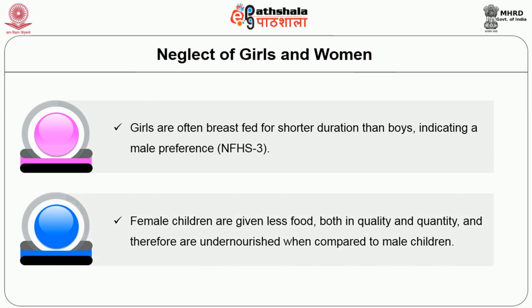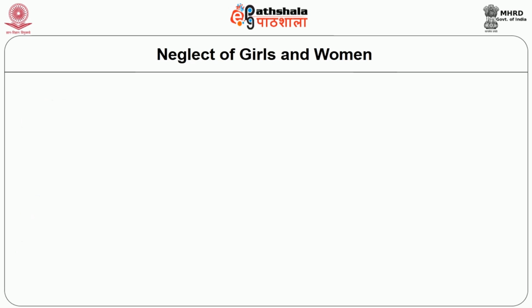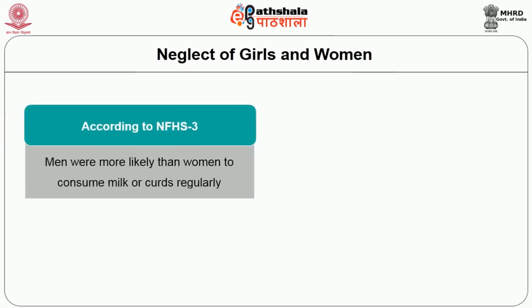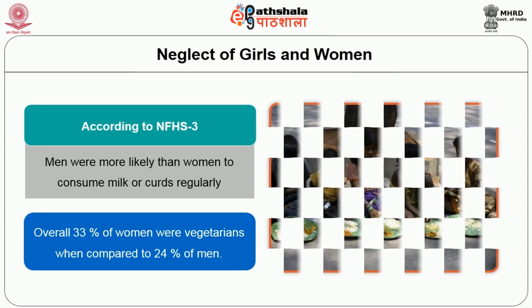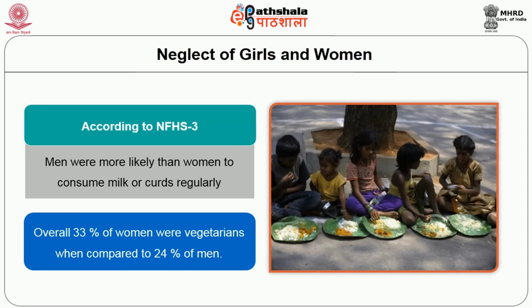Female children are given less food both in quality and quantity and therefore are undernourished when compared to the male children. According to the NFHS 3, men were more likely than women to consume milk or curds regularly. Overall, 33% of women were vegetarians when compared to 24% of men. Boys are normally fed the more nutritious food items, whereas girls are fed more of the cereals and less eggs, milk and vegetables.